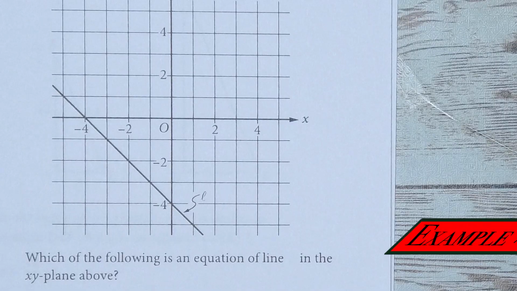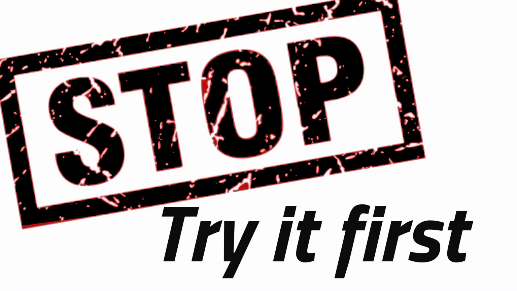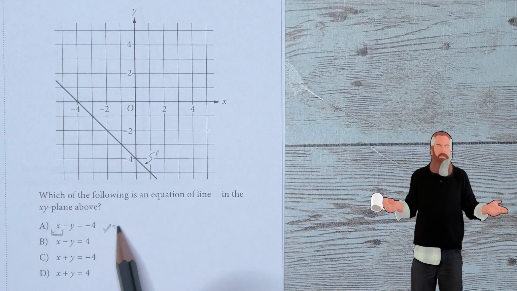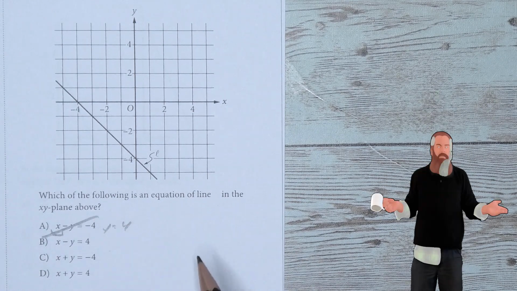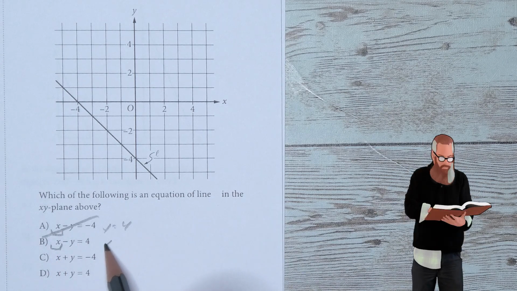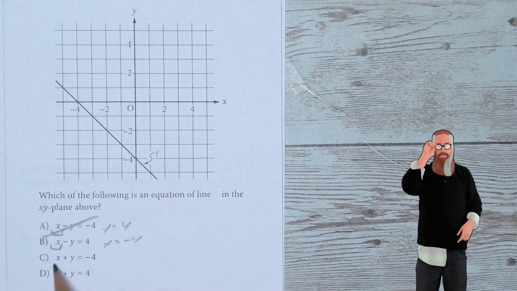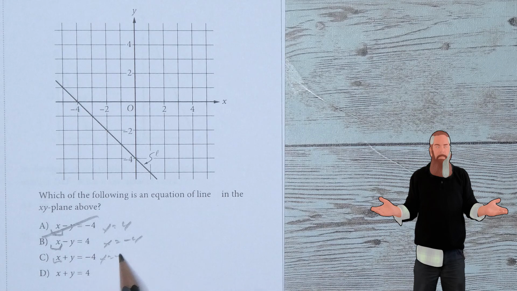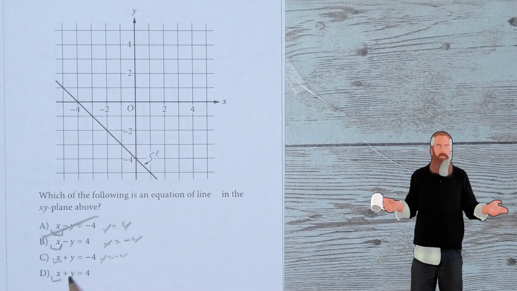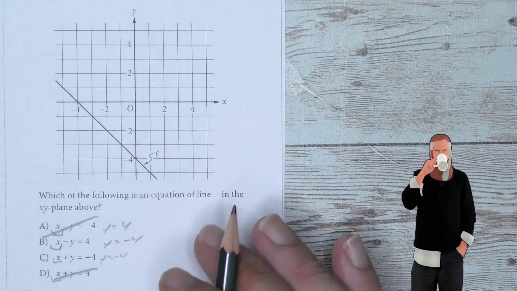the answer. Which of the following is the equation of the line in the xy plane? Well, in this case, if x was 0, then y would be equal to a positive 4, so it can't be an answer. And if x was 0 here, y would be equal to a negative 4, which could be an answer. And if x was 0, then y would be a positive 4, can't be an answer. So now we have it halfway down the line.